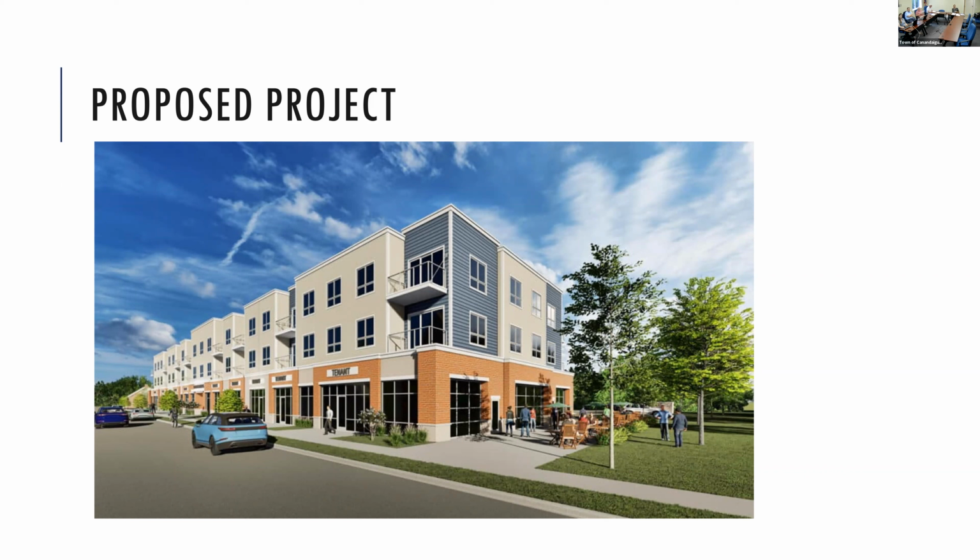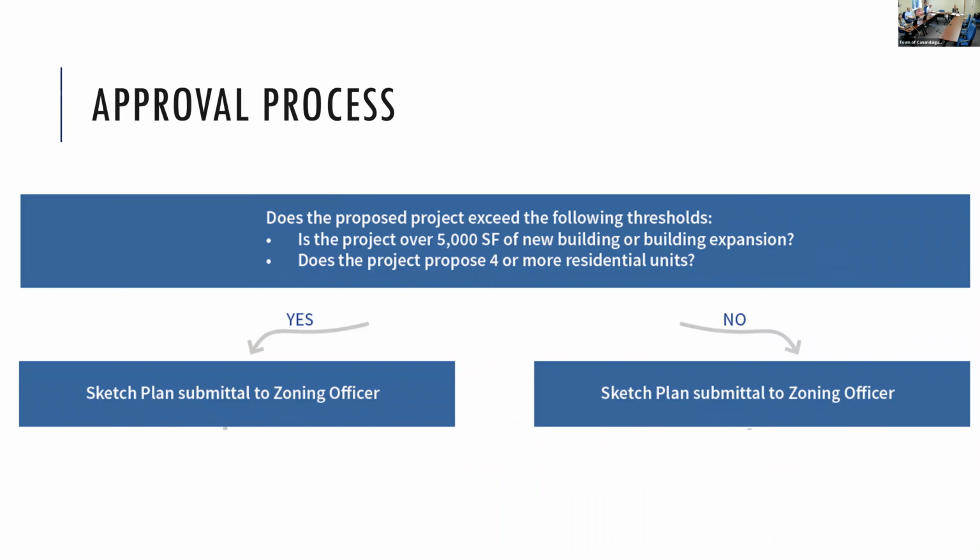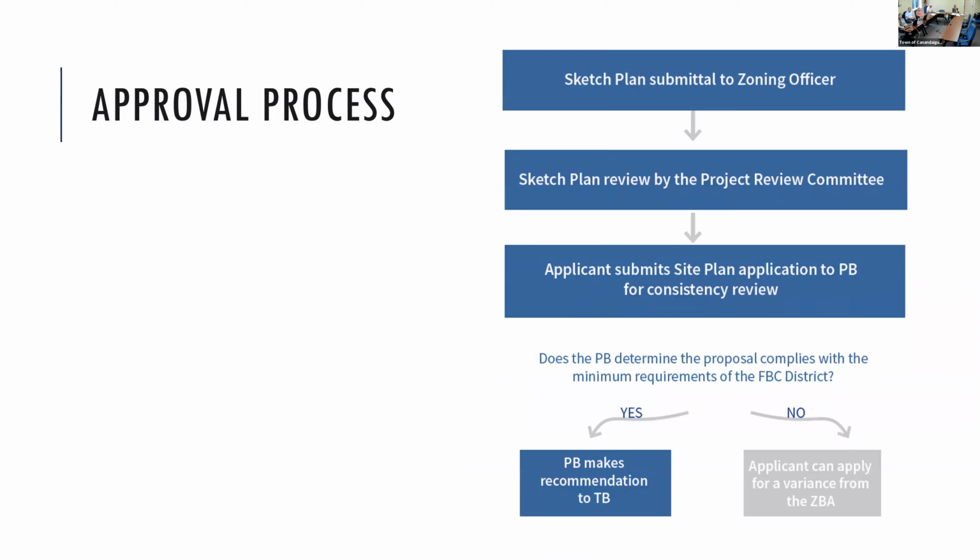So you go back to that process flow chart, and on the next slide, you can see you ask yourself the first question. Okay, does the project exceed either of those thresholds? Is it over 5,000 square feet? Is it more than 4 residential units? Yes, to both of those. So right away, we're now following a path. And if you go to the next slide, we're submitting the sketch plan review, going to the project review committee.